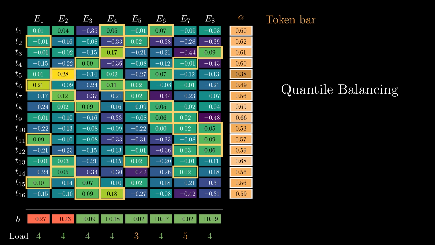Quantile Balancing computes the bias directly from the routing score distribution, rather than searching for it through gradual or heuristic adjustments. No step size, no tuning, no weighting. This targeted approach yields faster and more stable convergence to balanced utilization, ensuring efficiency as the number of experts scales.